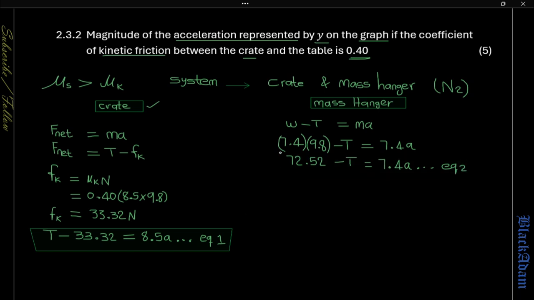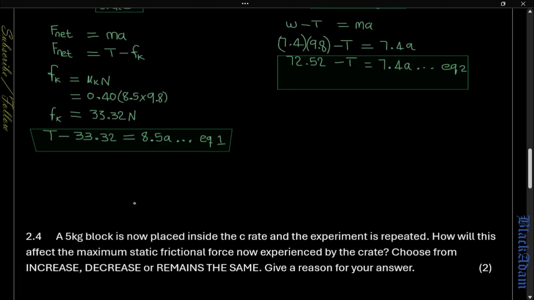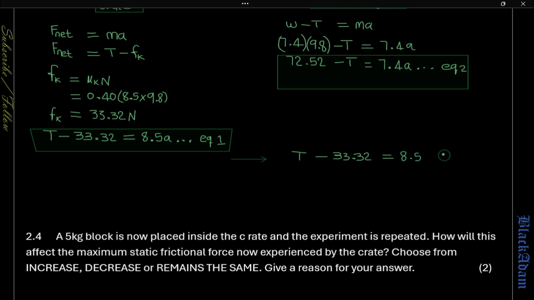Alright, and now what we're going to do is say that we now have T minus 33.32, that's our equation 1, is equal to 8.5A. Then we have negative T, and 72.52 positive, put in the correct order, is equal to 7.4A. That's our equation 2.